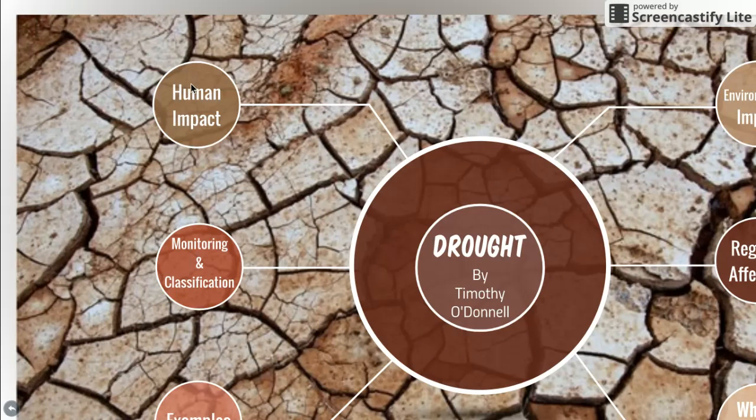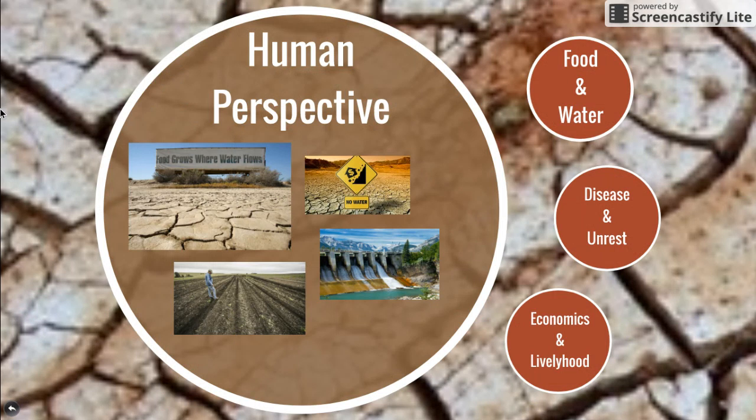Now let's have a look at the human impact. The human impact of drought spans much farther than one would initially think. There are some very prominent effects, such as a lack of clean drinking water and instability of crop growth, and some much more indirect effects, such as unemployment risks and social conflict.